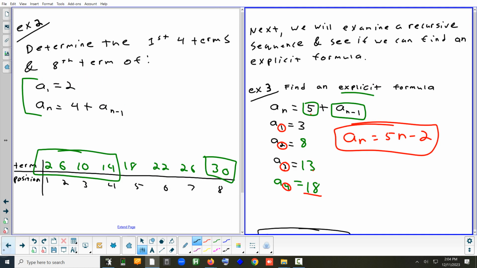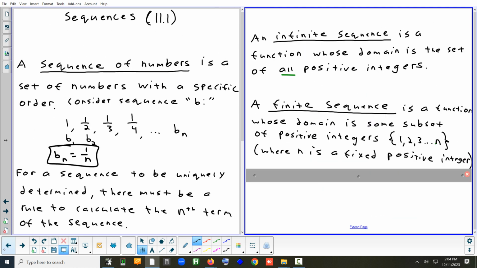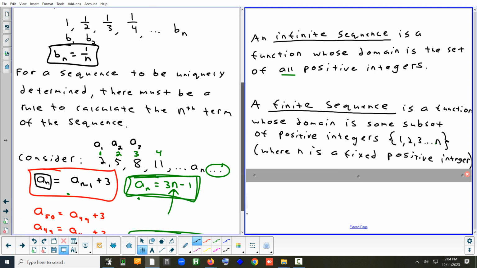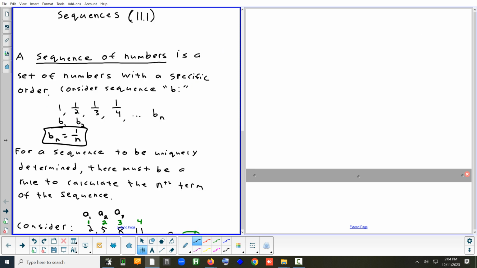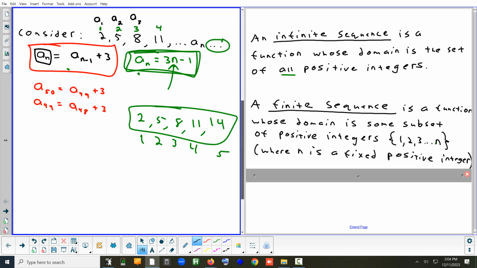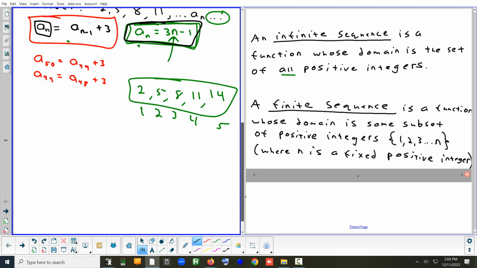Let's try. Where was it? I think it was on this page, maybe. Yep, let's look at this. Somehow we figured out that it was 3n minus 1: 2, 5, 8, 11.